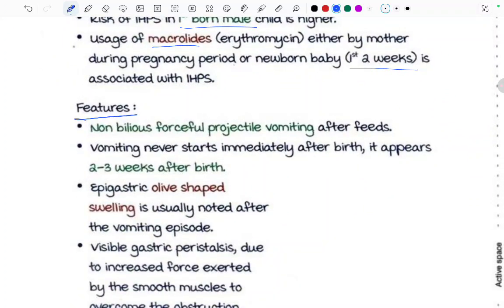There will be non-bilious forceful projectile vomiting after the feeds. Non-bilious because the feed is not reaching up to the duodenum. There is a pyloric hypertrophy and there will be a projectile vomiting after the feeds. Second one is vomiting never starts immediately after birth. It appears 2 to 3 weeks after the birth.